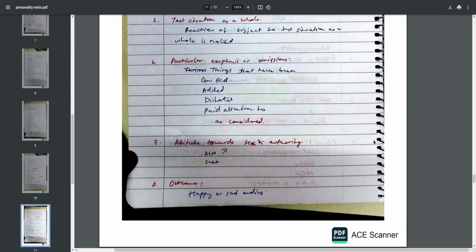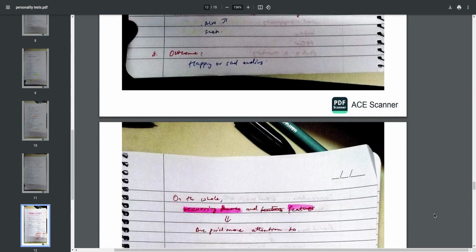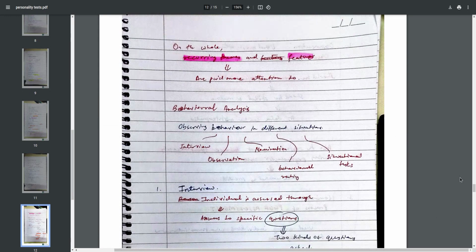Outcome: is it a happy ending or a sad ending? Then on the whole, the recurring themes and features are paid more attention to than the specific details. Like if they give one similar answer separately, without context to the other answers, that is not really taken into account.